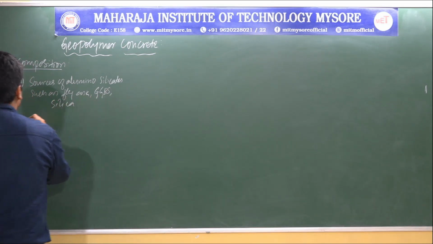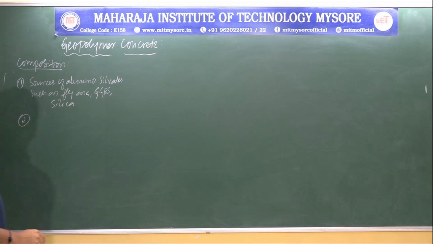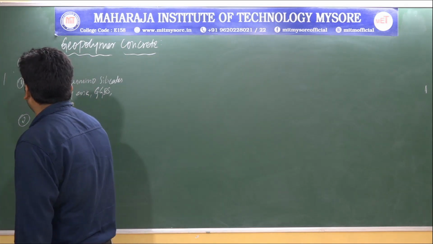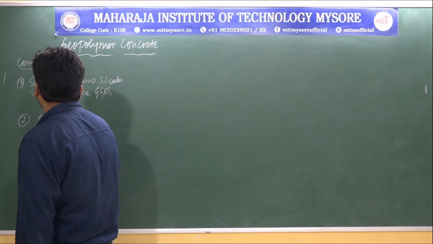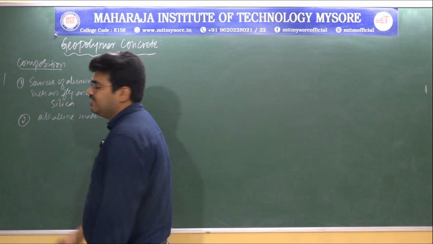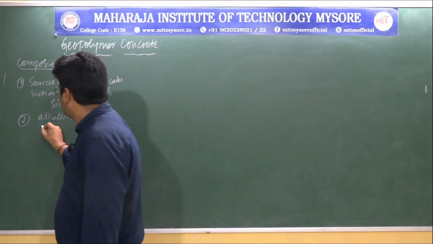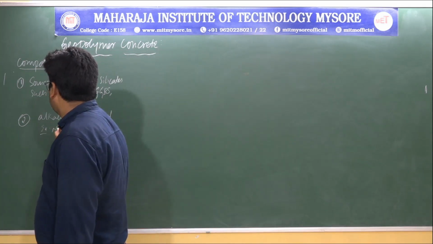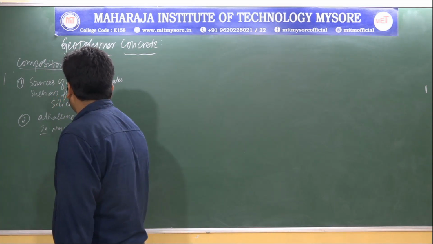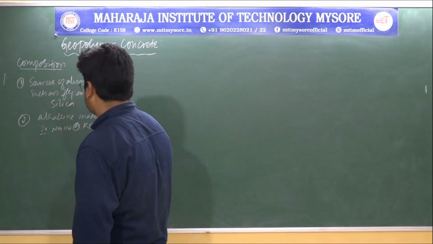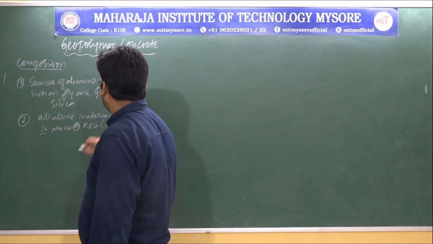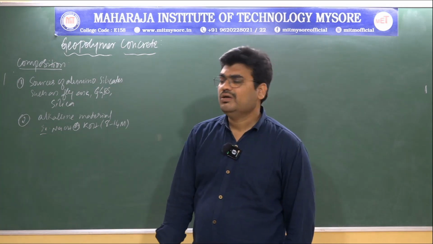Second one, if you come to see the composition, it consists of alkaline material or alkaline solution, such as NaOH or KOH. Its concentration will be from 8 to 14 molar. You can take up to 8 to 14 molar.